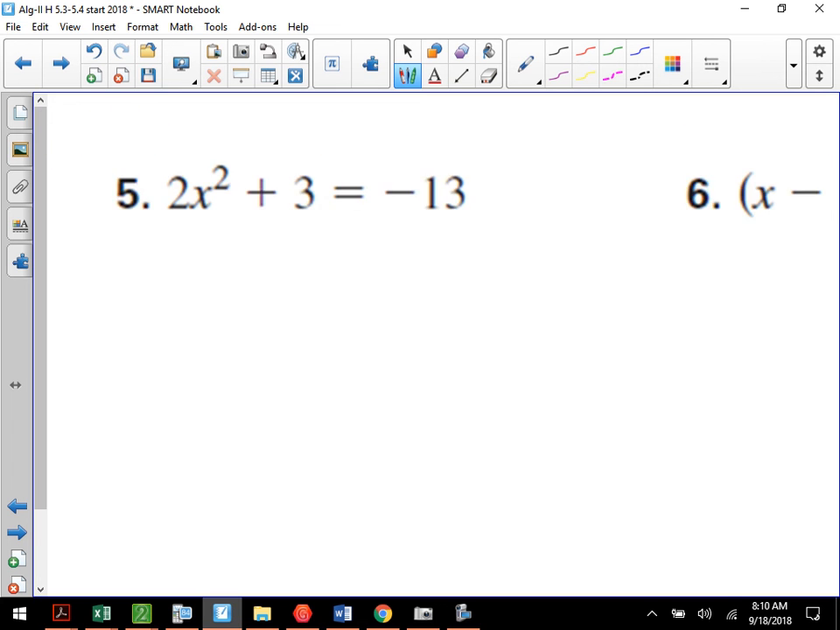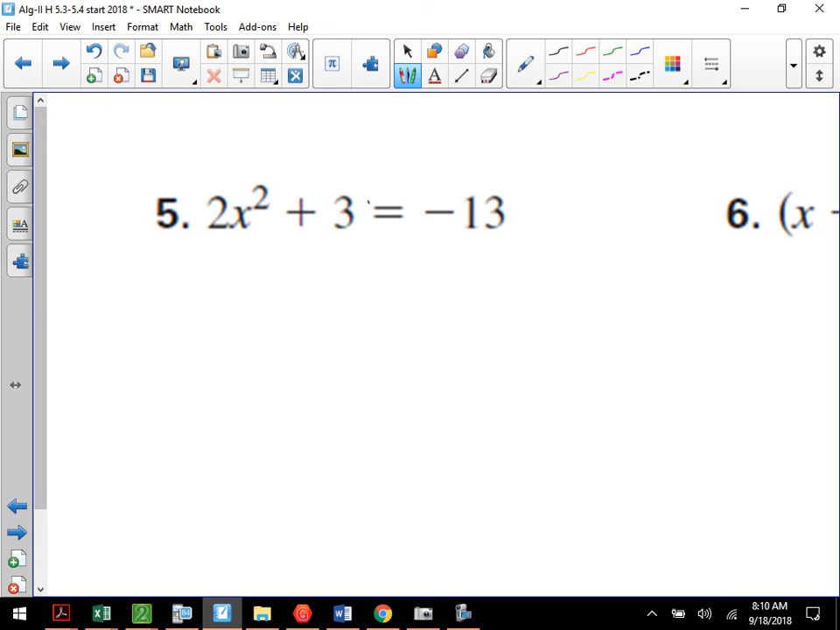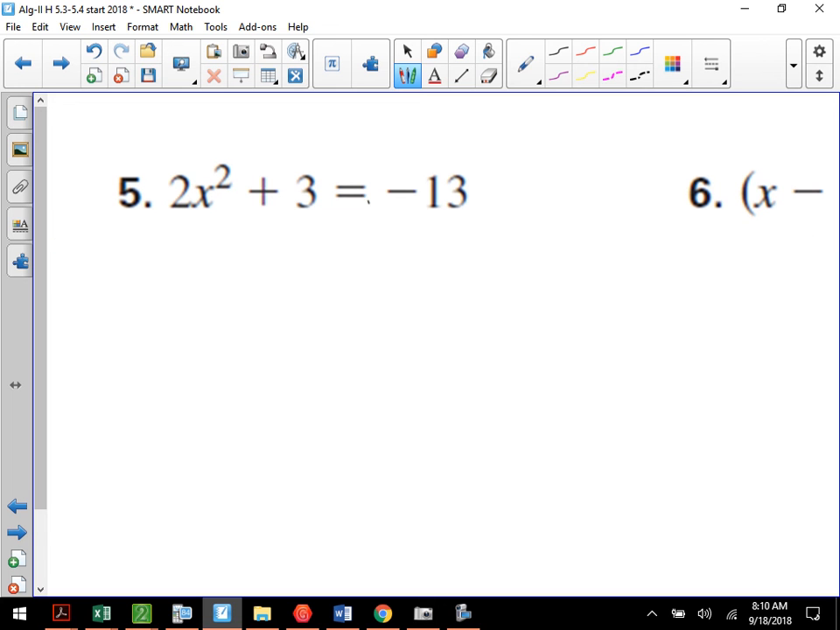Okay? This is going to allow us to solve equations like this now. Watch. You will see that the process and how you start it, the process and how you go through it is all the same. None of that will change. So if I have 2x squared plus 3 equals negative 13, what's the first thing I'm going to do?